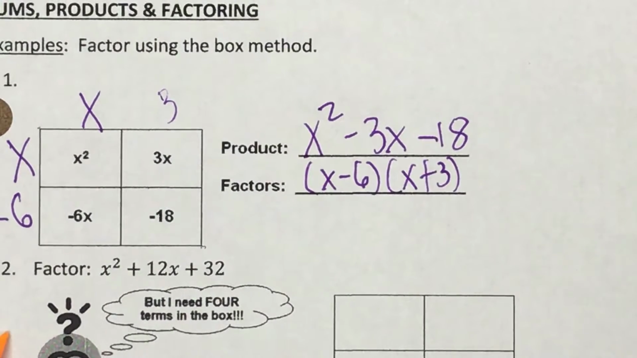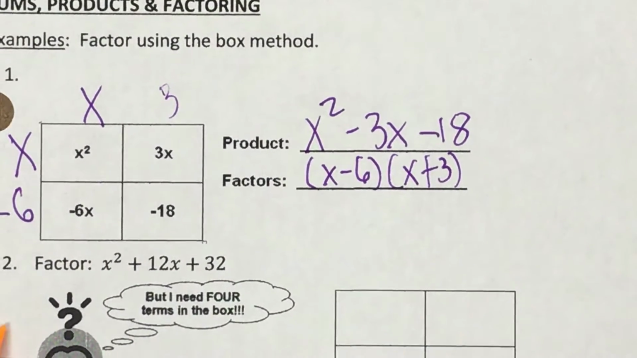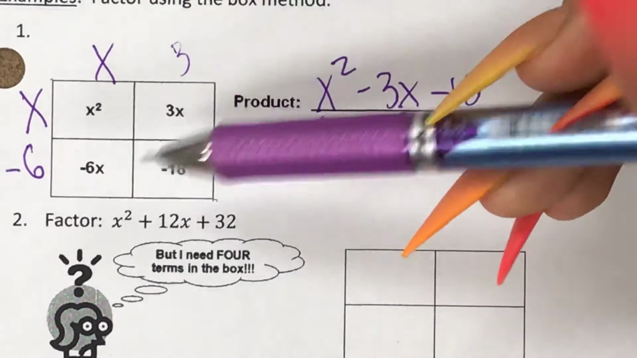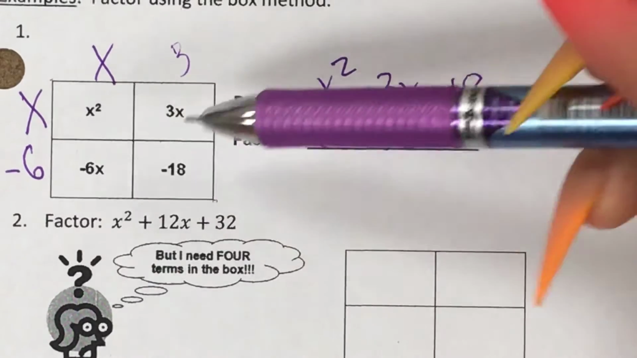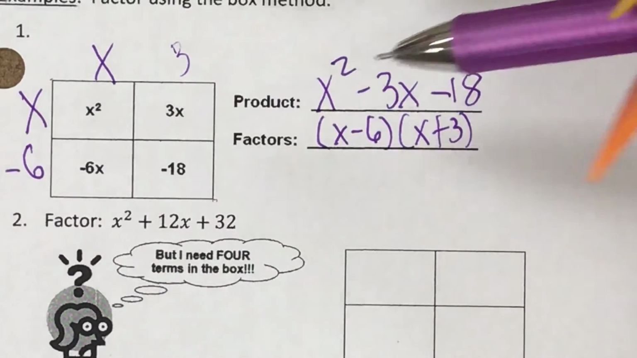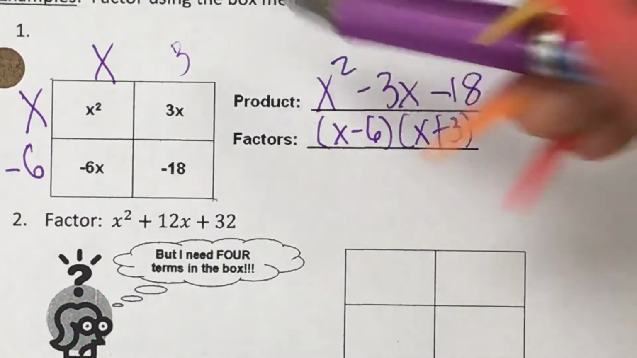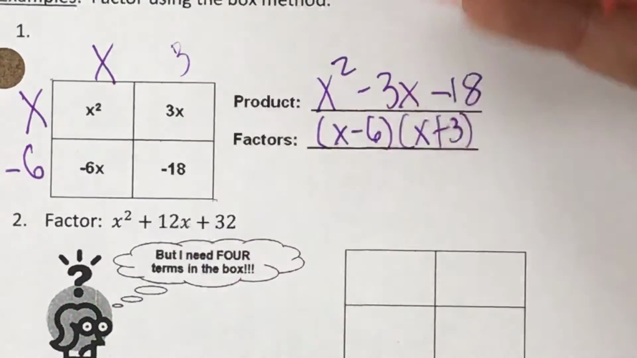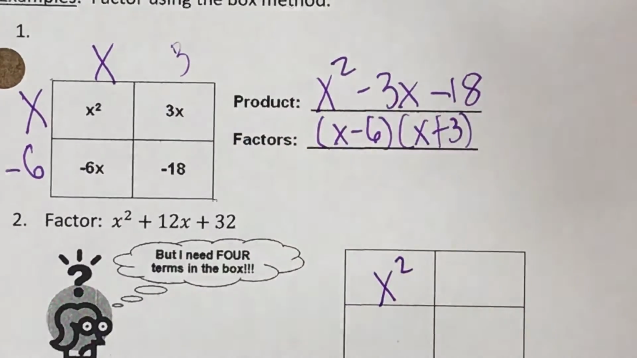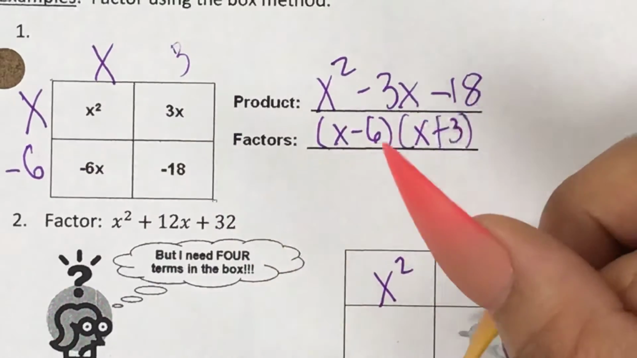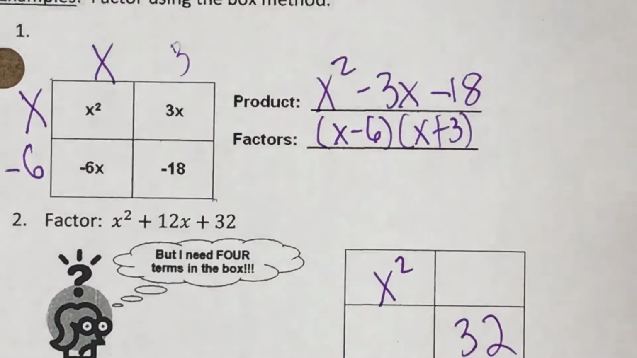Okay, number 2, factor x squared plus 12x plus 32. But I need 4 terms in the box, and I only have 3. So look at example 1. I had 4 terms in the box, but I ended up with a 3-term product. So x squared came straight from the box. So this x squared is going to go straight into the box. This negative 18 came straight from the box. So this 32 is going to go in the last box.